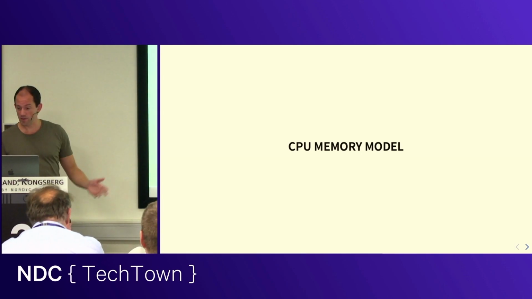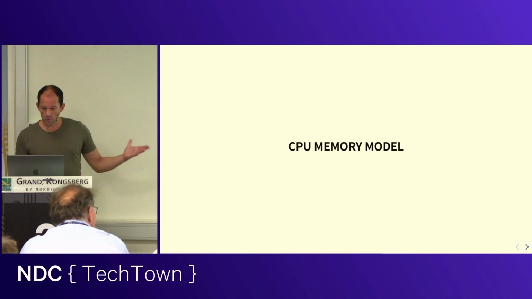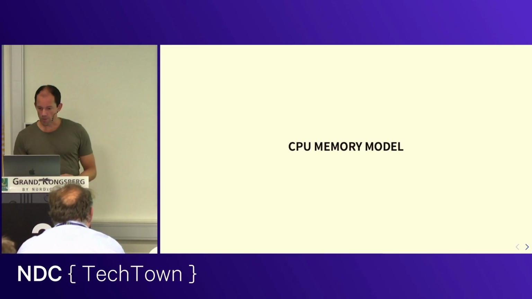So I like to figure out, okay, so what else is going on? So this is what the compiler needs in order to support the C++ memory model.